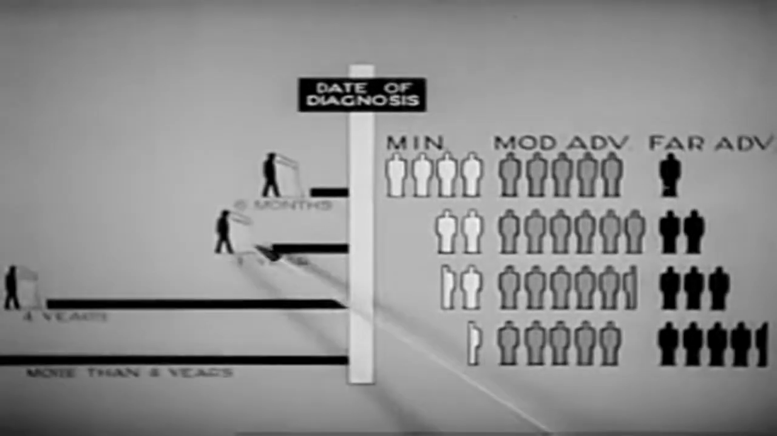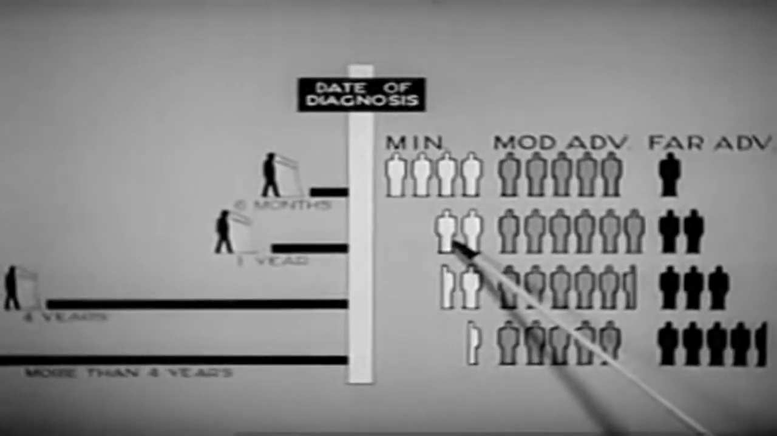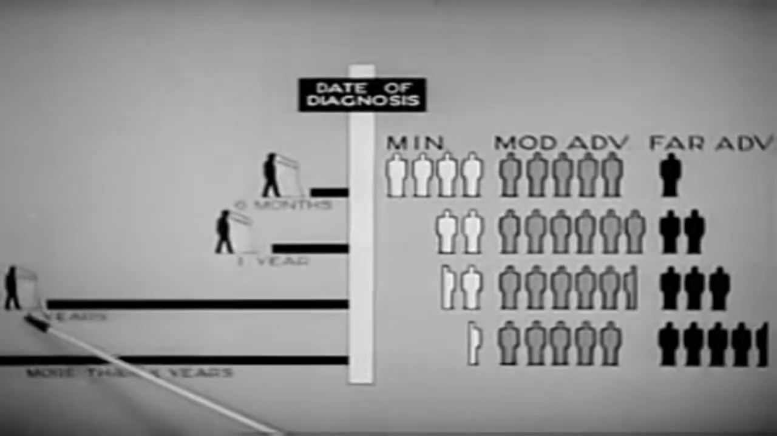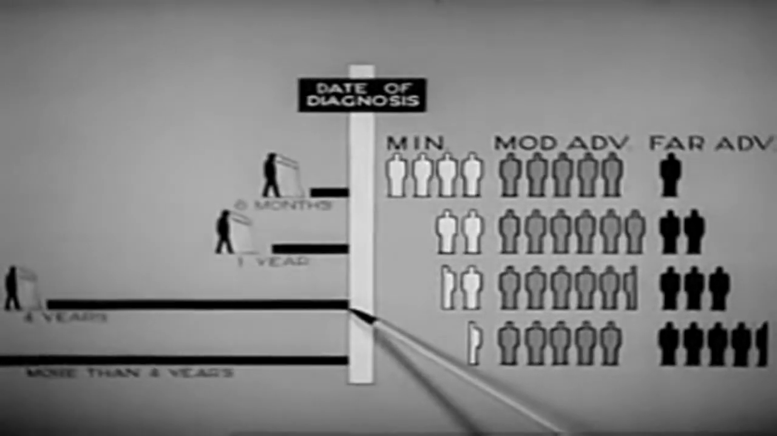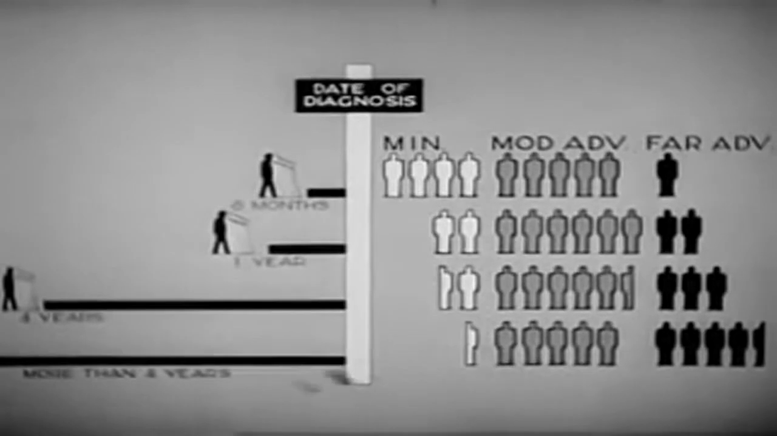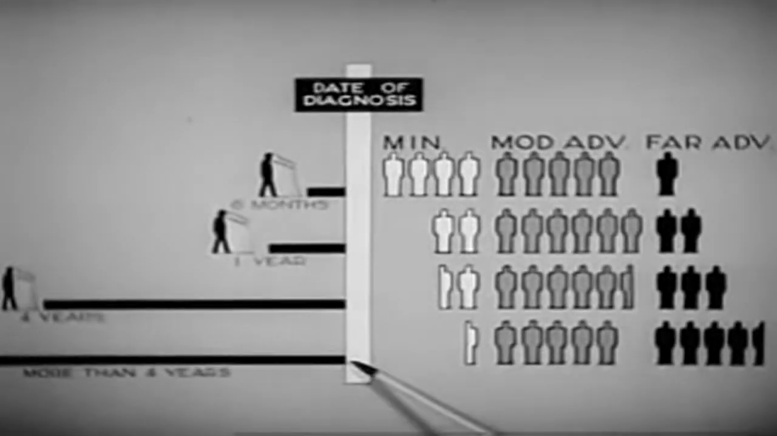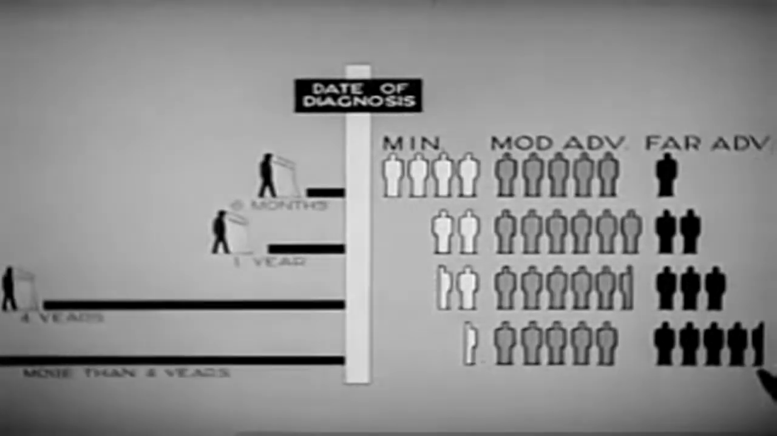Here's another group of 10. There was a delay of 6 to 12 months in diagnosis. This group was classified so. A third group suffered a delay of from 1 to 4 years from the time of the appearance of the first symptom to the time of diagnosis, and only 15% were in the minimal stage. The group in whom a definite diagnosis was made 4 or more years after the appearance of the first symptom fared badly. 45% were in the far advanced stage.